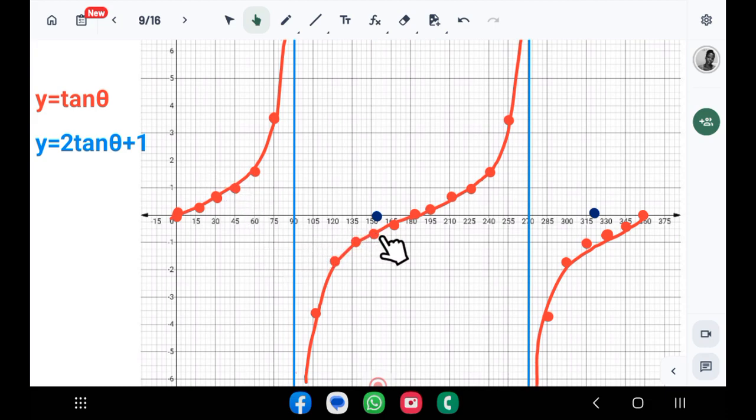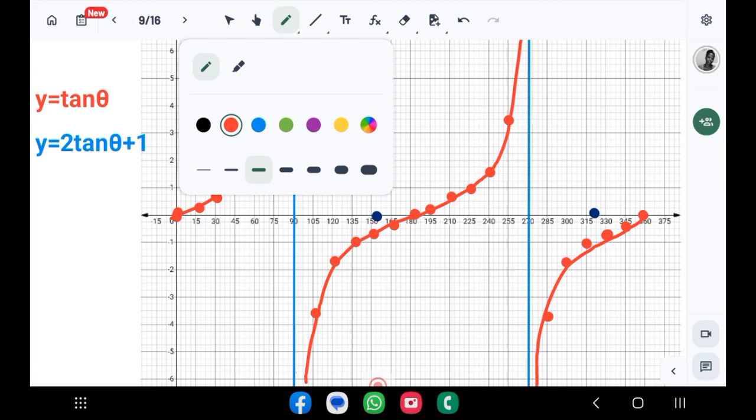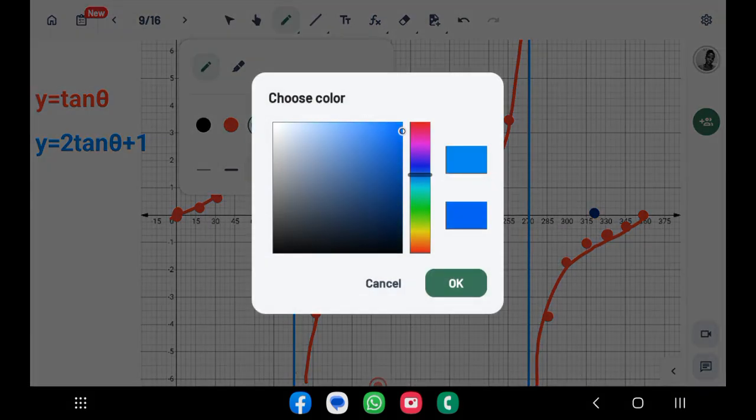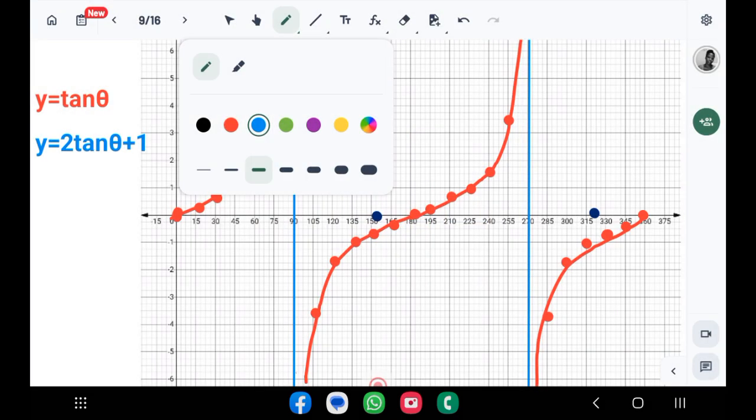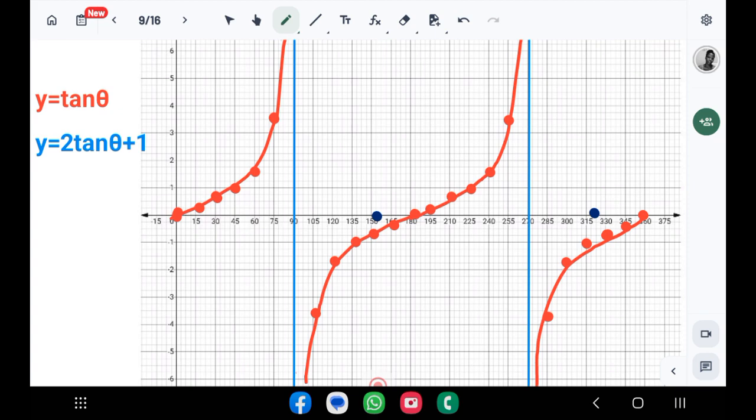Same thing we do. Now all we do is, basically, on what was supposed to be your x-intercept, instead of it being at 0, it is shifted 1 unit up. So let's take it back to the color. Okay, let's use this color, that's fine. So that's 1, or you can take out your calculator and go to tan theta plus 1, which we've already done because that's what the y-intercept is.